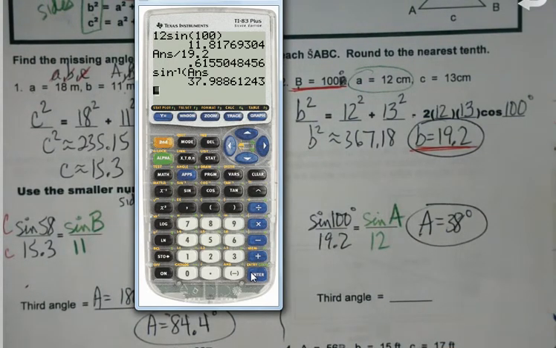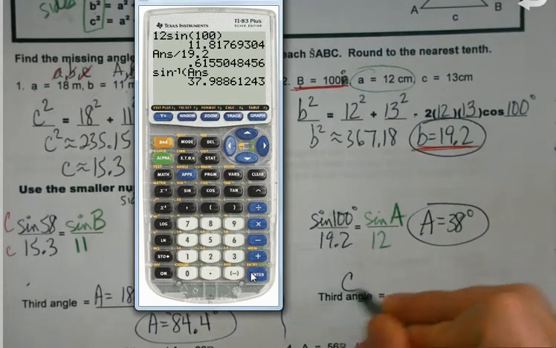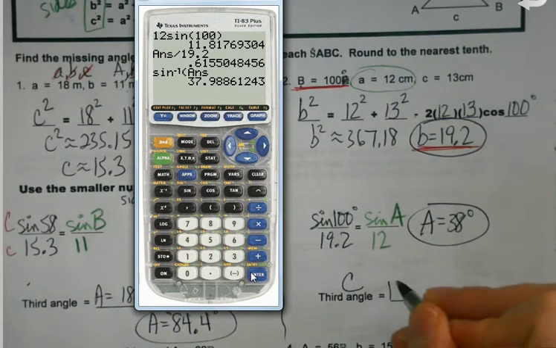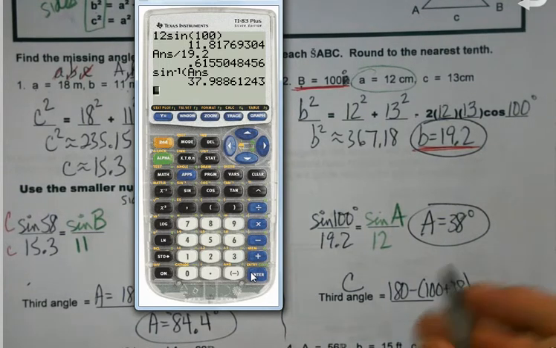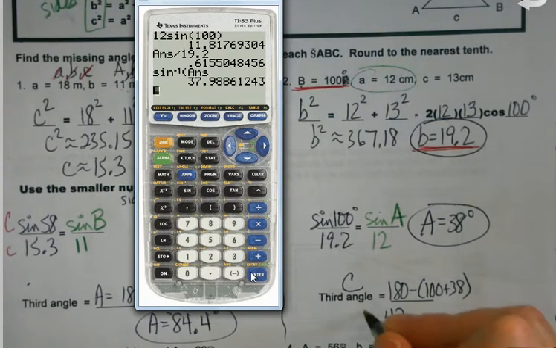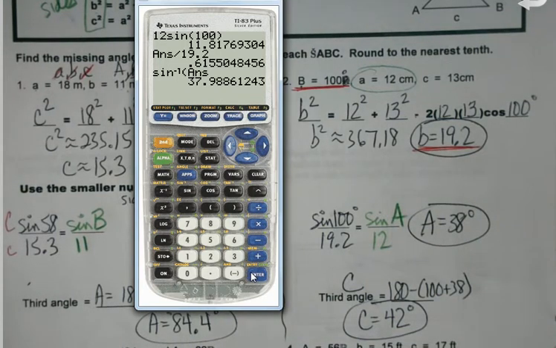And then to get my third angle, C, just take 180 minus the sum of my other two. And C ends up being 42.